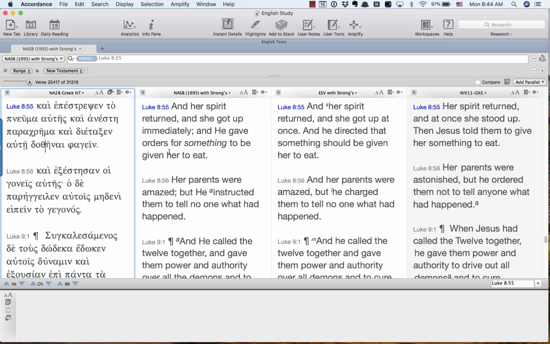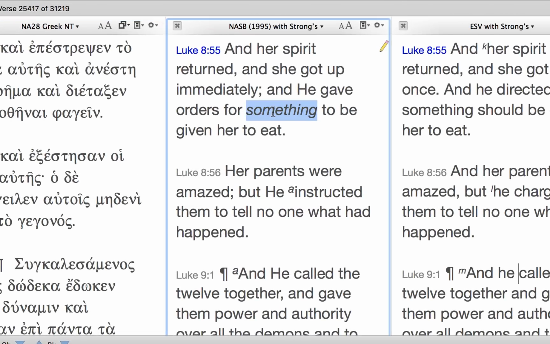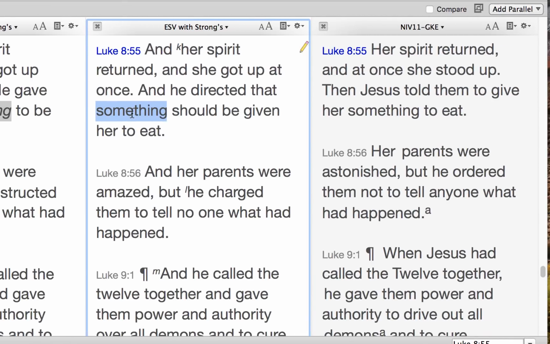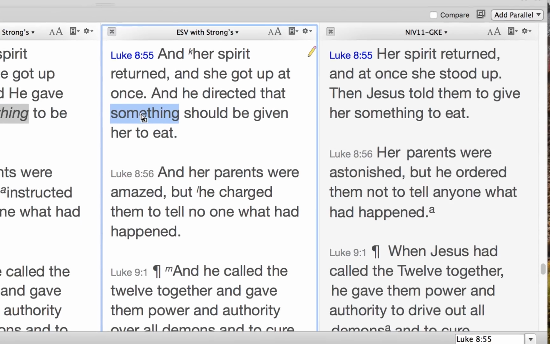Well, if you look at the NASB, they at least italicize something, so that's good. But notice over in the ESV, no indication that the word something doesn't exist in Greek. Now, there's nothing wrong with them adding it, okay? That is perfectly legitimate translation. But the point is, in this particular case I'm picking on the ESV, if you're reading the ESV and you think it's really reflecting Greek structure and is just translating the words, that's simply not true, because they've had to add the word something to make English sense. Perfectly legitimate thing to do, but something's not in the Greek.